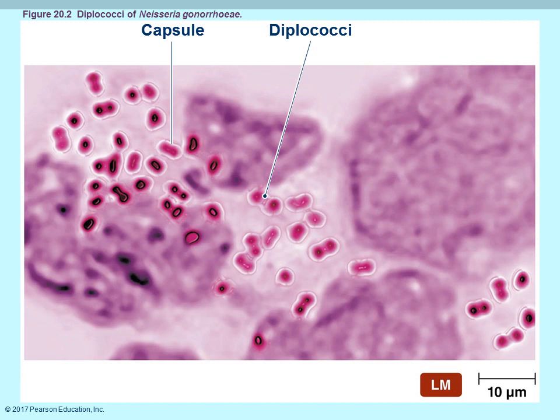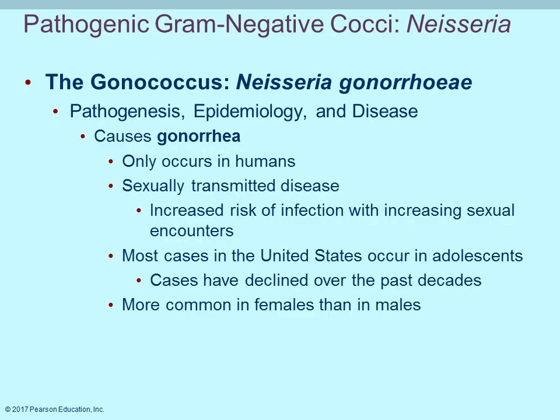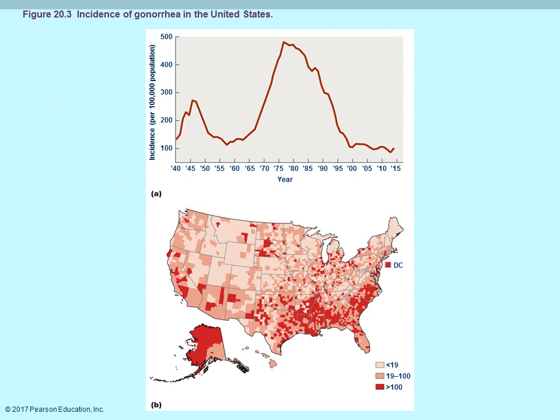On this slide, you can see how the bacteria do occur in pairs, which is why we call it diplococcus, and that there's a capsule around it that gives an extra virulence factor to it, protecting it should phagocytosis occur. Neisseria gonorrhoeae causes gonorrhea, which only occurs in humans. It is a sexually transmitted disease. In the United States, most of the cases tend to occur in younger individuals and adolescents. It's more common in females than in males, oftentimes asymptomatic.